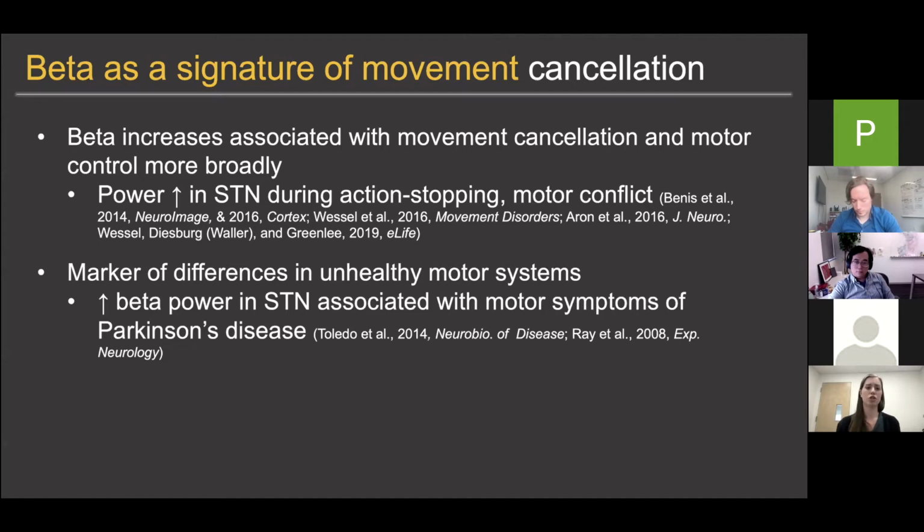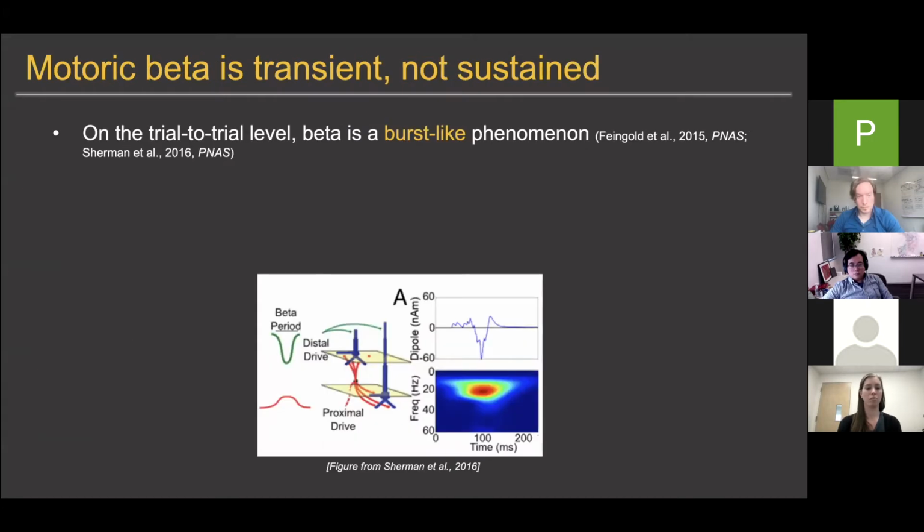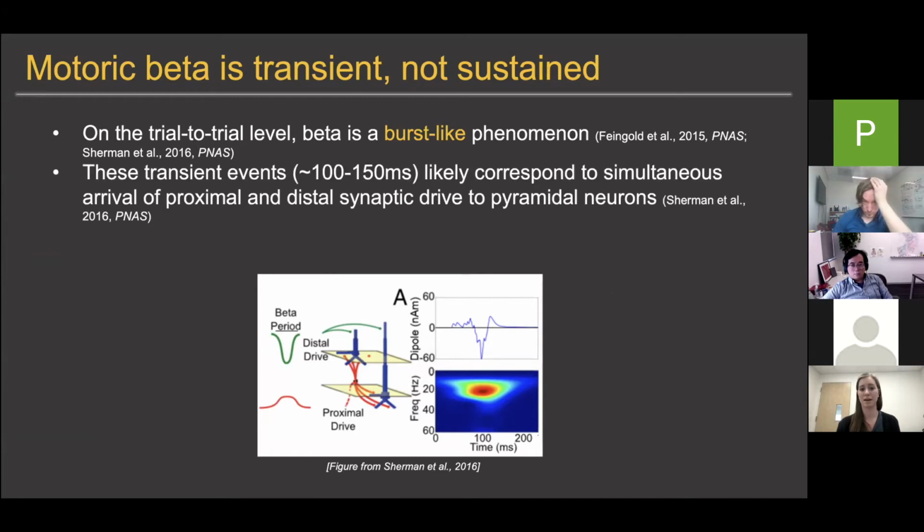So all of this to show that, canonically, we know that beta is tightly related to motor output, but these things that we know about beta have really mostly been contributed by looking at beta as an average over many trials within certain conditions. And as I mentioned, of course, recent cross-species research in rodents, in non-human primates, and in humans has revealed that when we look at motoric beta on the trial-to-trial level, beta really is burst-like and not sustained. So in fact, when we look at the power on single trials in the beta band, we only see transient increases in beta power that last about 100 to 150 milliseconds.